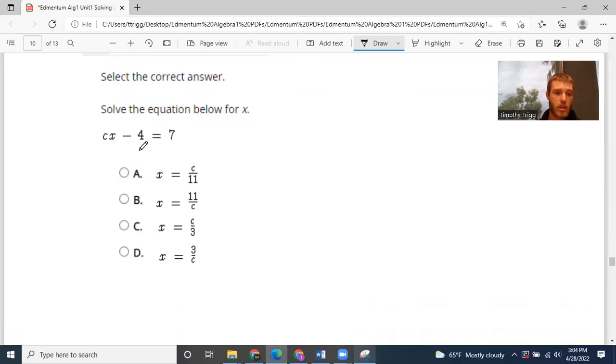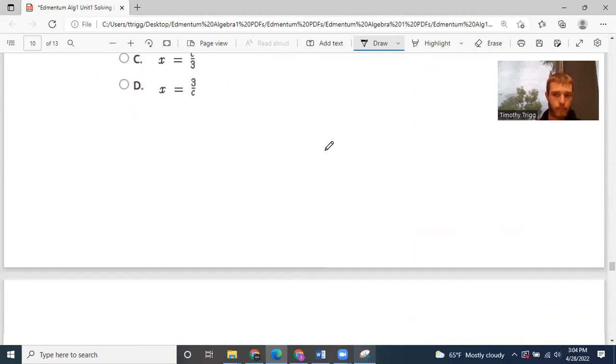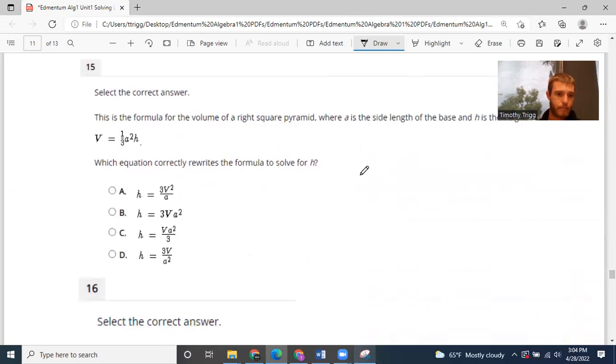Solve the equation for x here. Well, my first step will be to use the addition property of equality, adding 4 to both sides of the equation. See if you can do it from there.